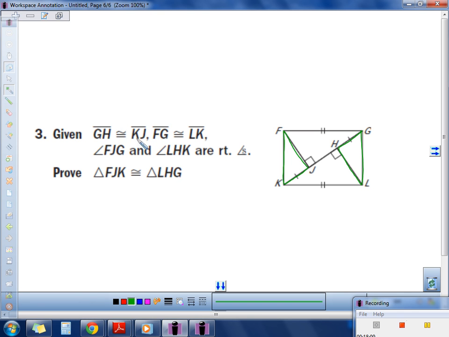GH, KJ, are they marked? Yep. FG, LK, definitely marked, so that's good. And we have our right angles marked as well. So that's always good to check. Make sure the givens are marked. That way you can get the easy ones knocked out of the way. After that, we've got to really focus in on these two triangles. So let's focus on this one first. Is there something we can add on that one?